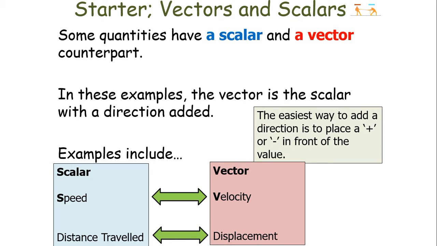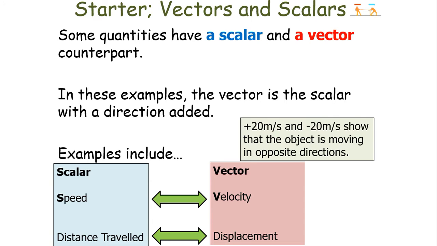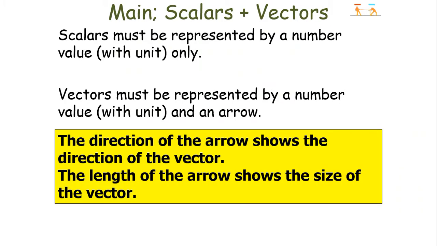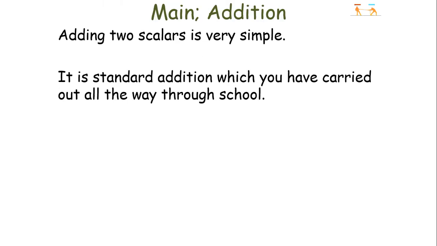Now the easiest way to add a direction is to place a plus or a minus in front of the value. So this means that plus 20 meters per second and minus 20 meters per second are vectors, because they include a direction now, and show that the object is moving in different directions. So let's think about this. Scalars must be represented by a number value with a unit only, but vectors are represented by a number value with a unit and an arrow. The direction of the arrow shows the direction of the vector. The length of the arrow shows the size of the vector.